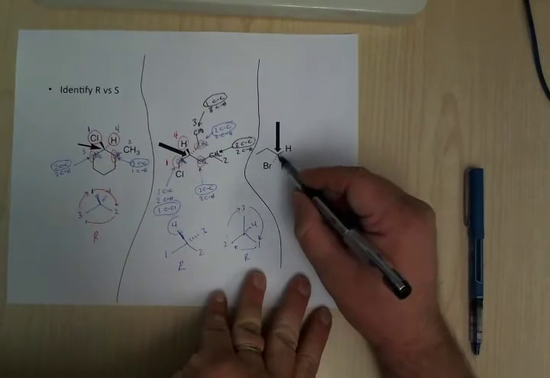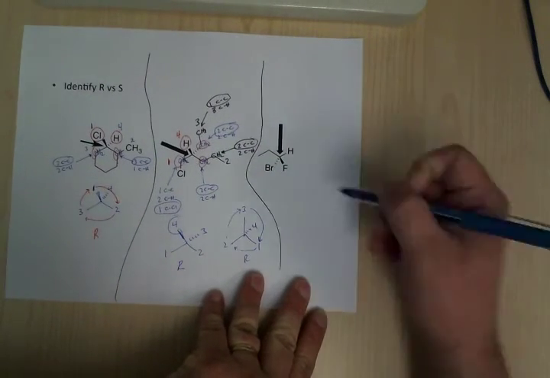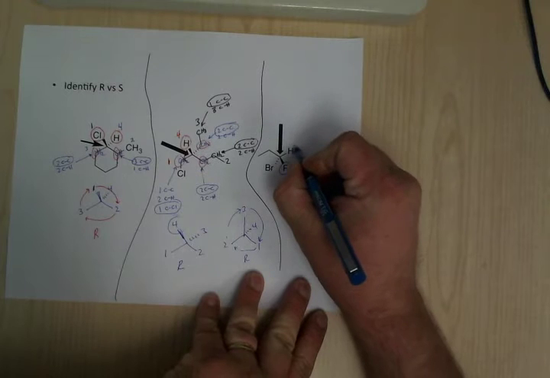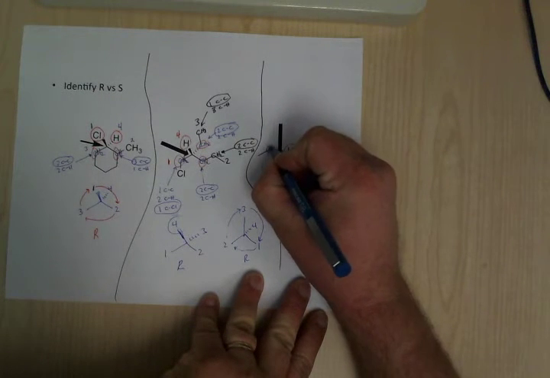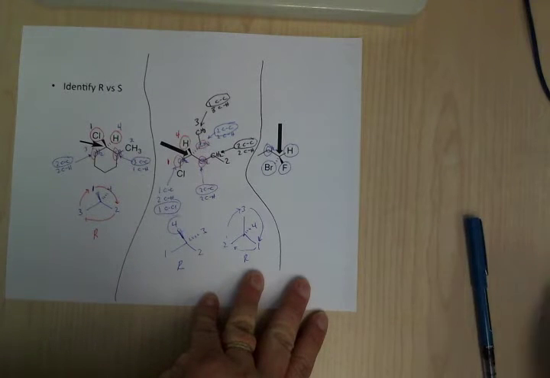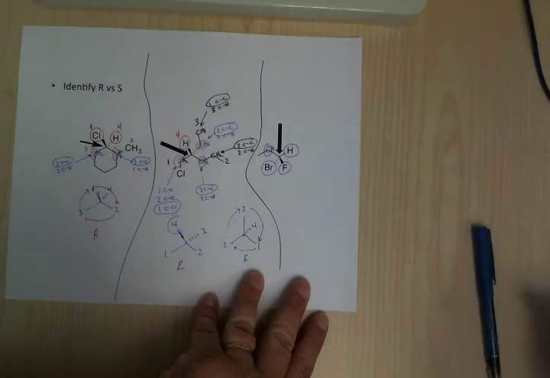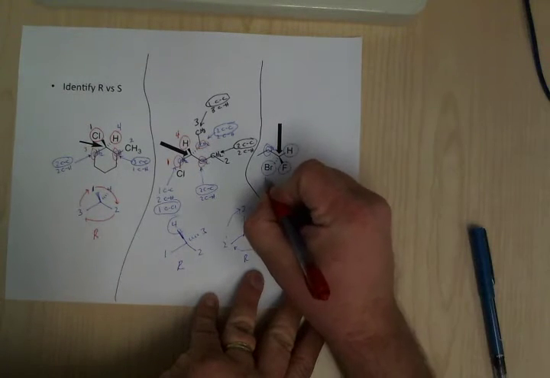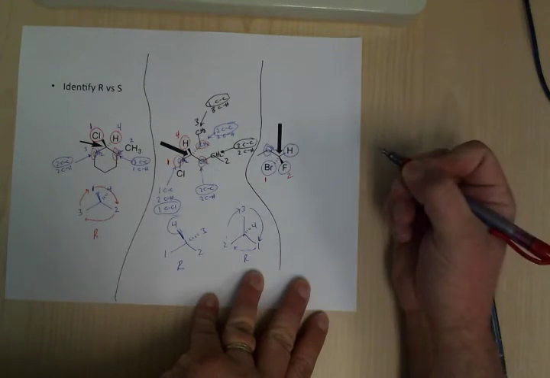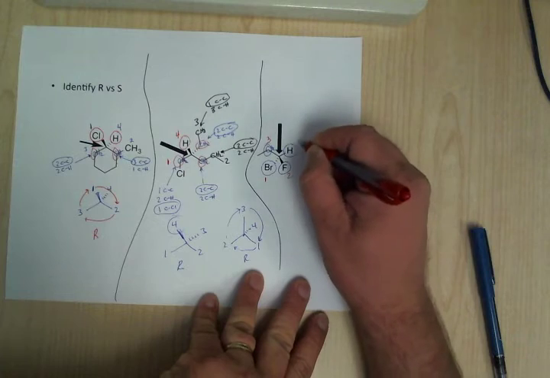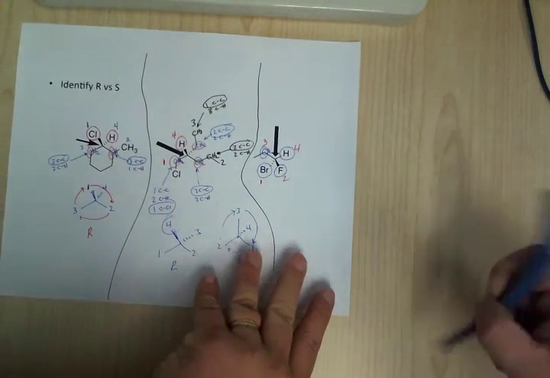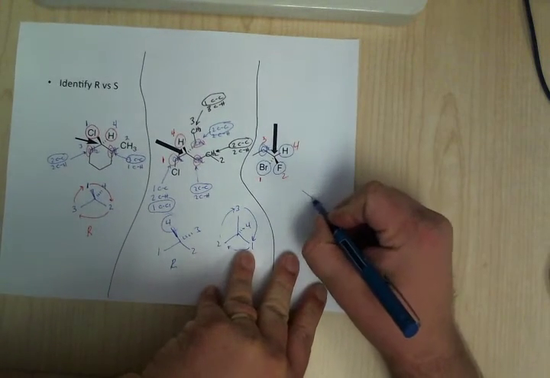Now for this one, what do we have? So we have a fluorine, a hydrogen, a bromine, and a CH2, a carbon. So what's the heaviest? Well, you look on the periodic table. This is going to be the heaviest. Then this one, then this one, then the hydrogen. Okay, so let's read. Well, that's not so bad.